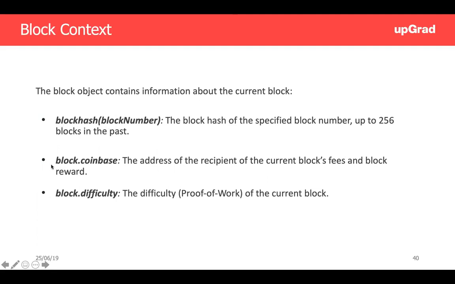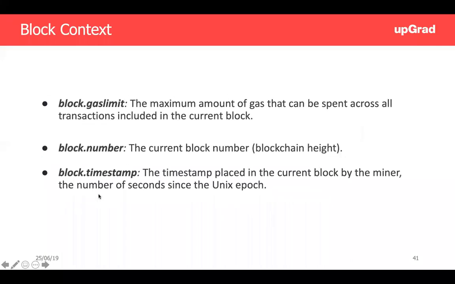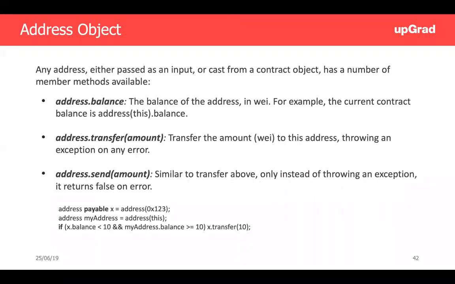Or if you want to fetch the Coinbase for this particular block, which is the address of the current fees and the reward for that whole block, you can fetch it like this. Or you can fetch the difficulty of the block, the gas limit, the block number, or the timestamp of the block, which is similar to using the now function. So these are some of the global variables available for fetching data about blocks.